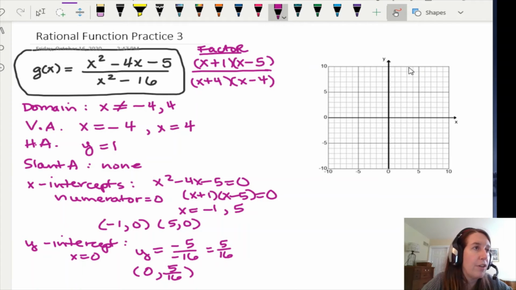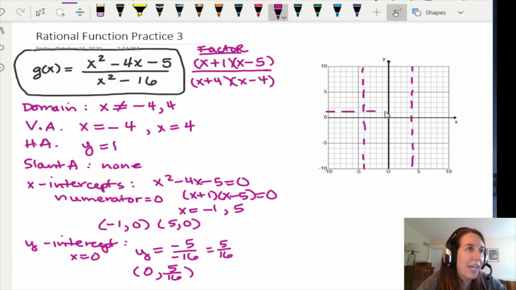So first we're going to graph those vertical asymptotes. Ooh, I thought it was looking good, but it spoke too soon. It's okay. Also the -4. There we go. And we have a horizontal asymptote at y is equal to 1. There that is. Now hopefully our intercepts will help us. Our first intercept is at -1, 0. And our second intercept is at 5, 0. And our final intercept is 0, 5/16. So that's in here somewhere.